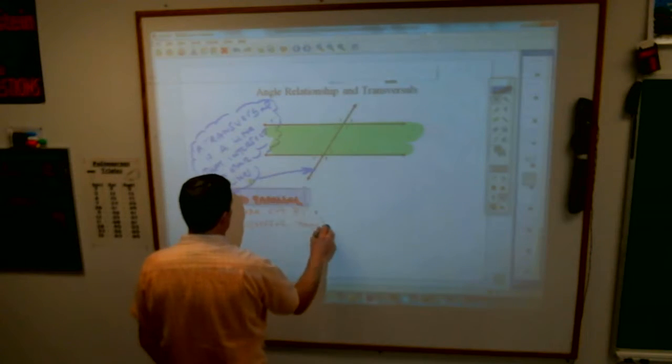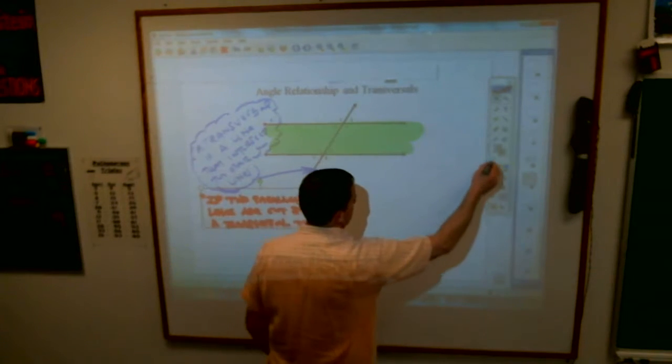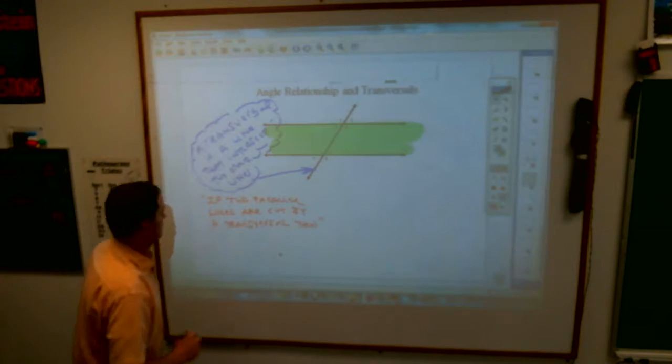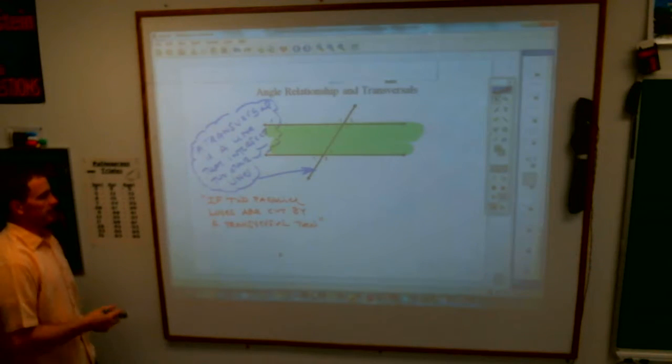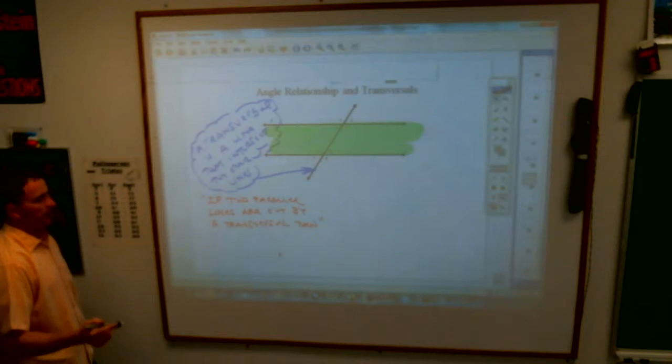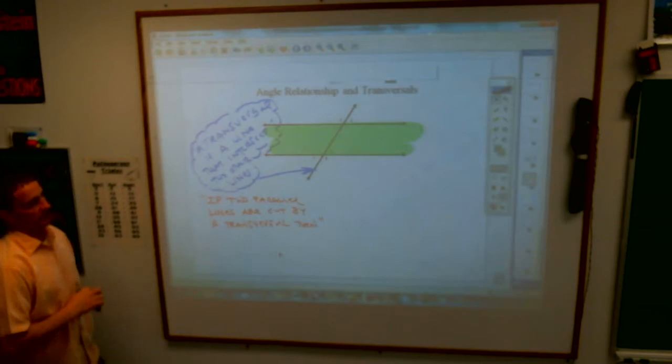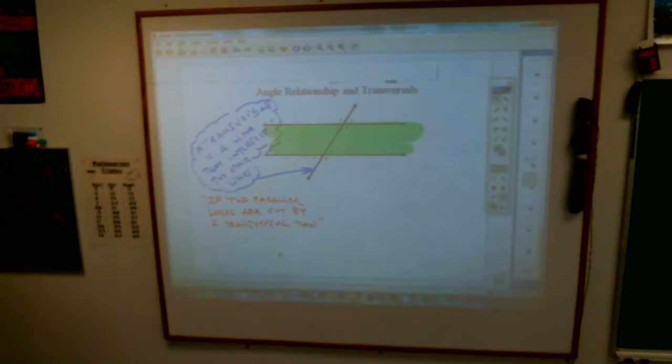Actually, say that out loud for me. If two parallel lines are cut by a transversal, then. Go ahead. Put an interior and exterior point.